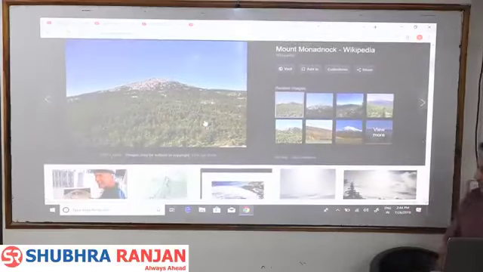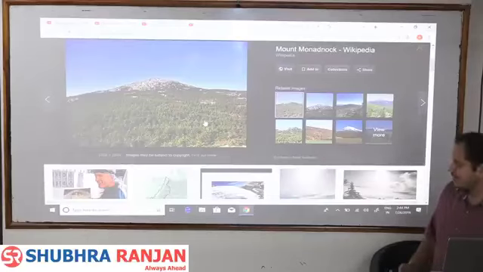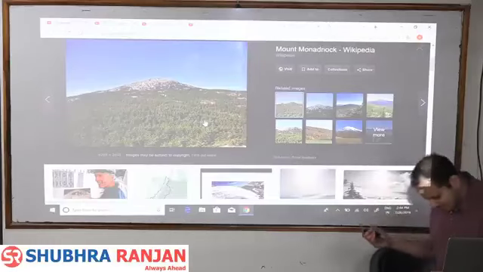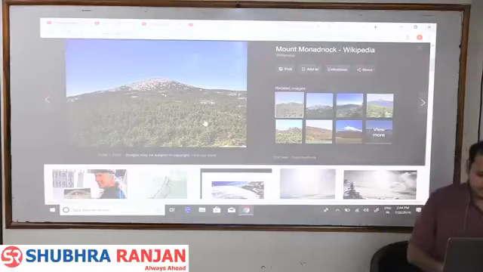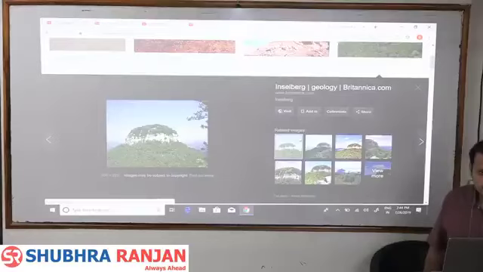What is this? Low rounded hill, and this is an example of a monadnock. Low rounded hills. This is the real Mount Monadnock, which is found in the UK. How is it different from an Inselberg? This is what an Inselberg is.